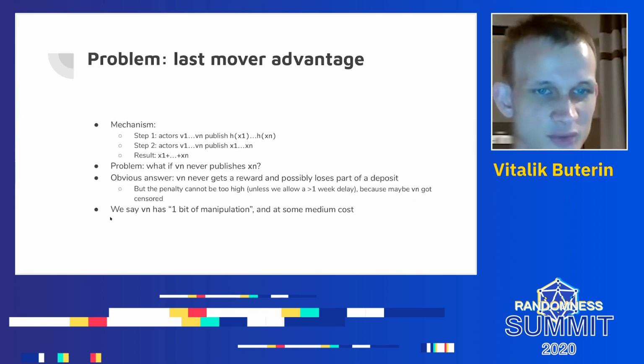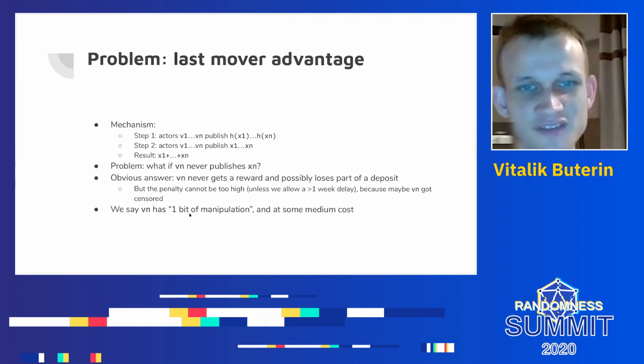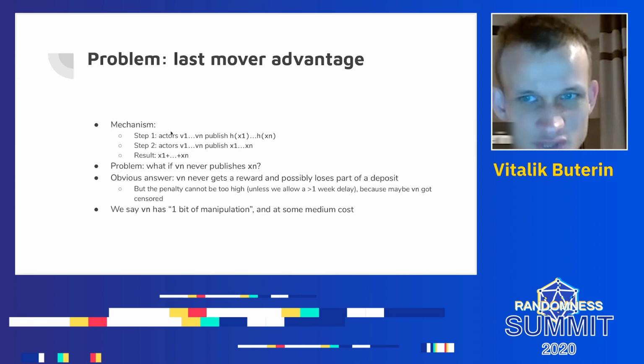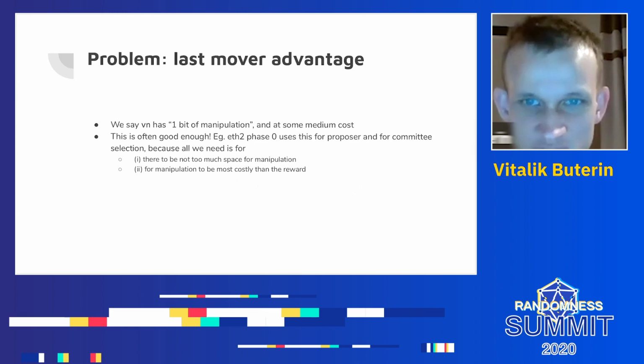But in general, we can say this actor VN has 1 bit of manipulation power. They can either publish XN or they cannot publish XN. And if they don't publish XN, then presumably you'd have to start the mechanism again with a new set of actors. And this is at some medium cost. This is often good enough, right?